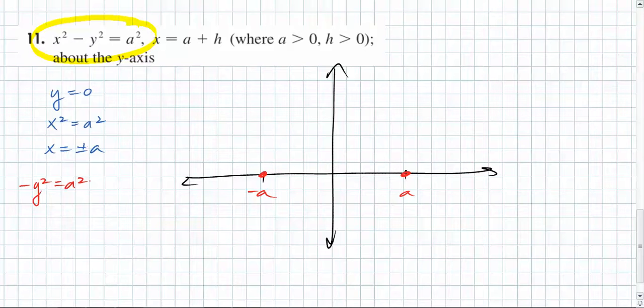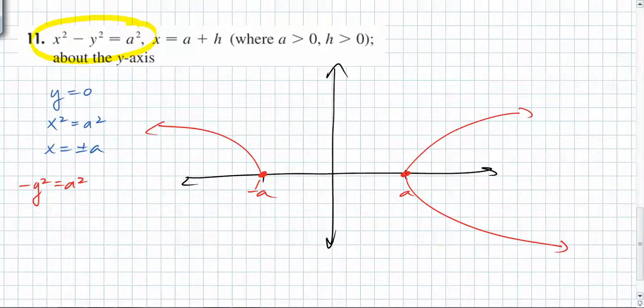Right? So what does that mean? Does it cross the y-axis? Doesn't, right? So this is a hyperbola. It goes out. It looks like this. And what happens on the other side? Same thing. So now, though, you have to graph the other thing.